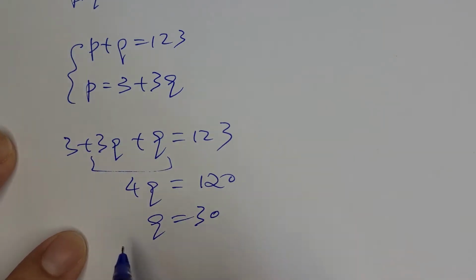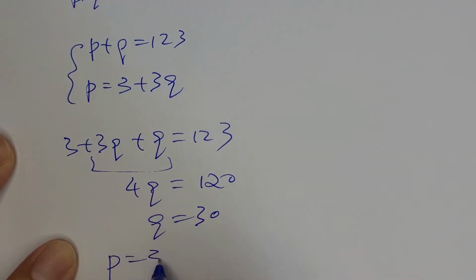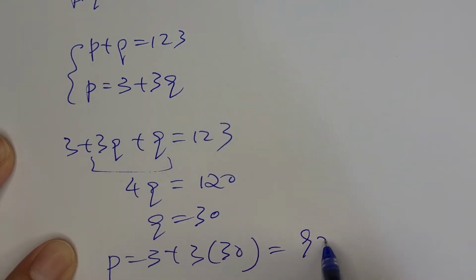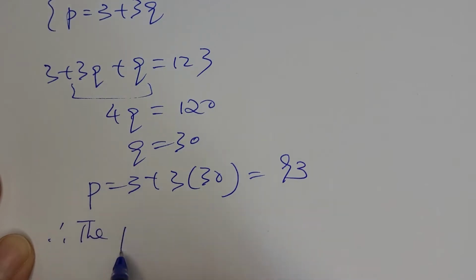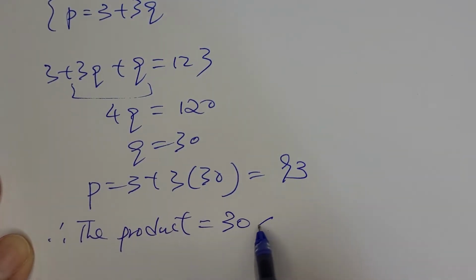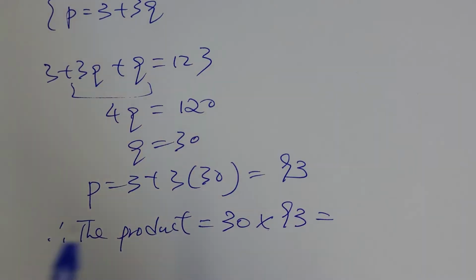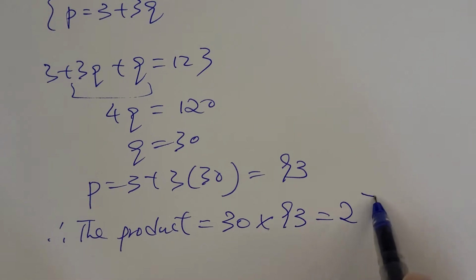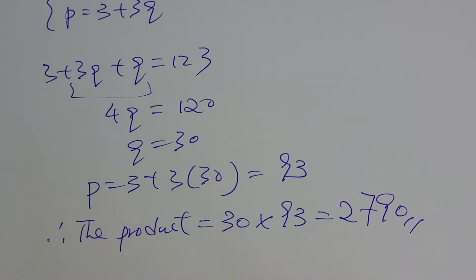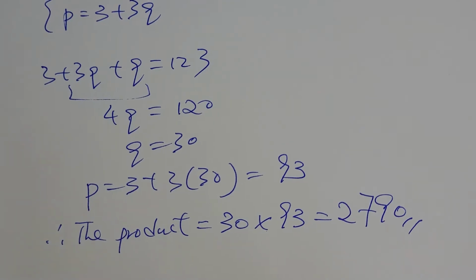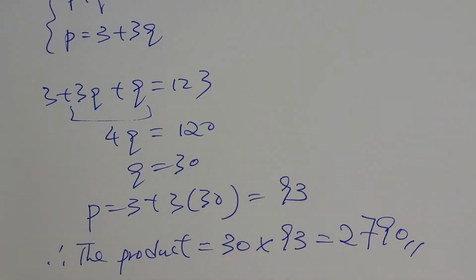Then you can find p. P equals 3 plus 3 times 30. That is 93. So the product, that is equal to 30 times 93. Then you can get the answer 2790. That's the answer of question number 2. Quite straightforward.